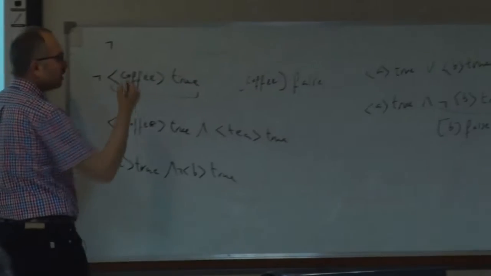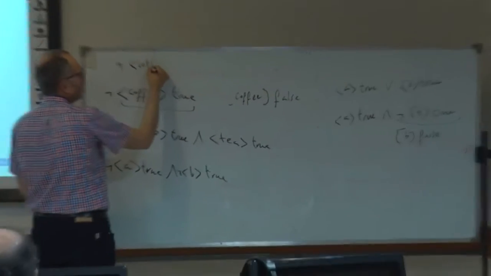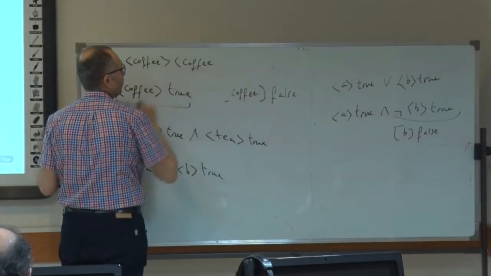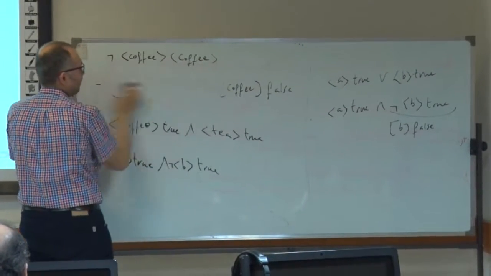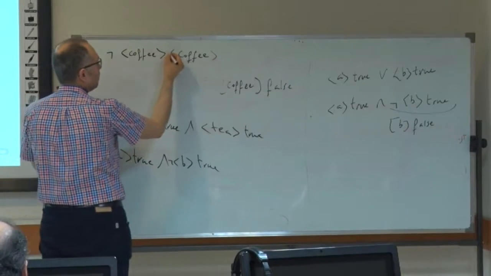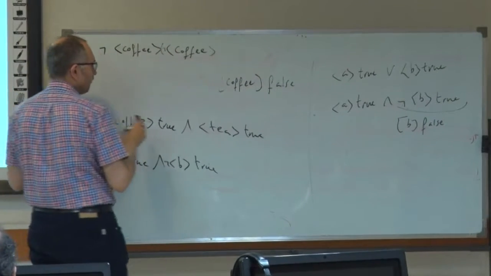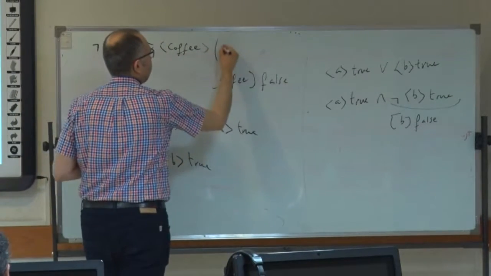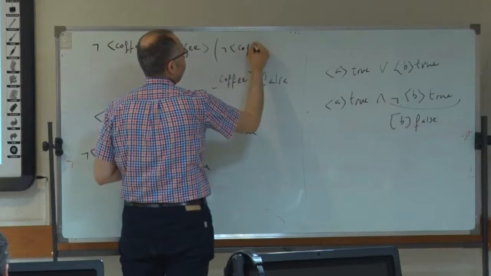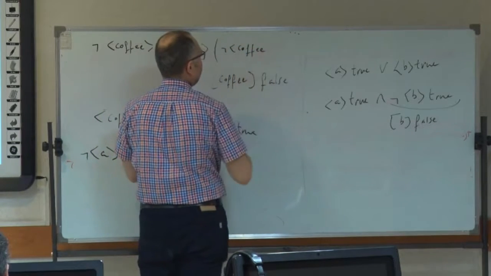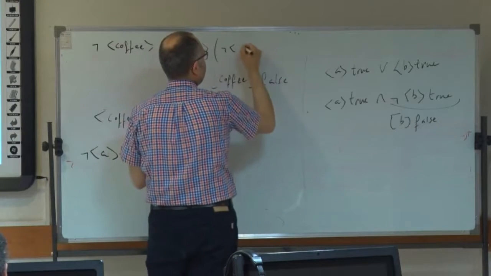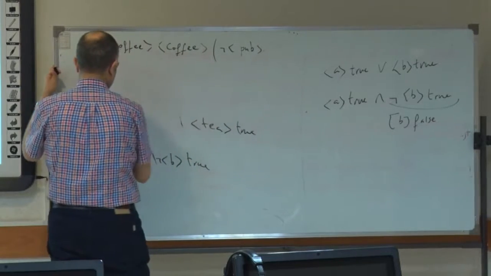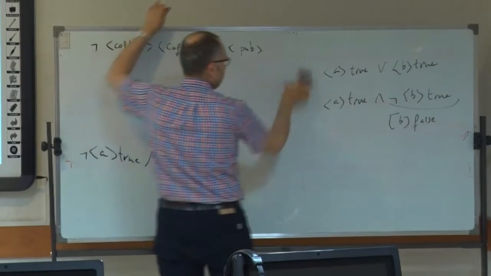Not diamond coffee. Again, diamond coffee. Okay. Diamond. Not a diamond pop. Another not? Here? Yes. Okay. No, after that. After that, okay. Yes. Not diamond pop. Pop. Publication. Okay. Not diamond publication. True. True.